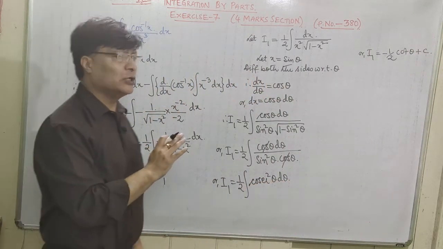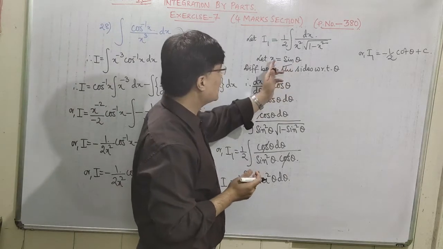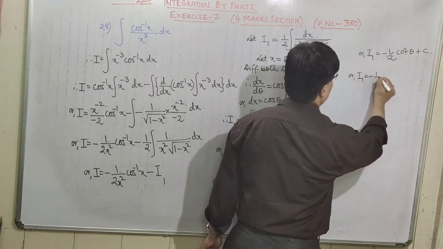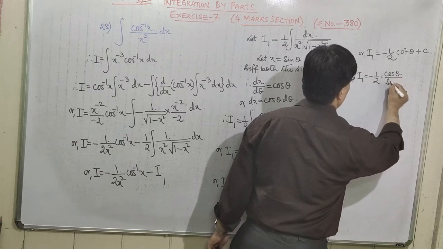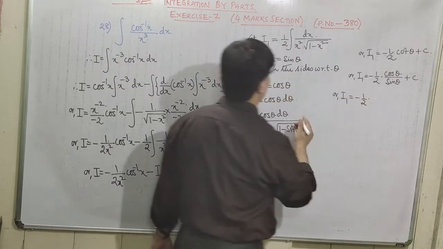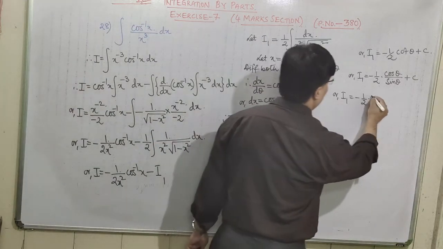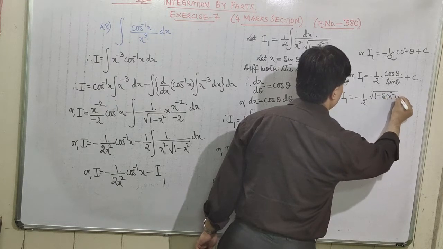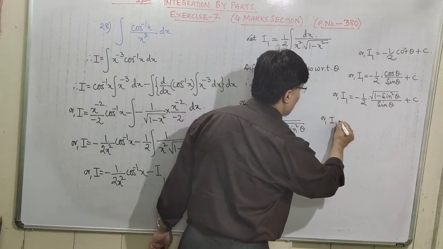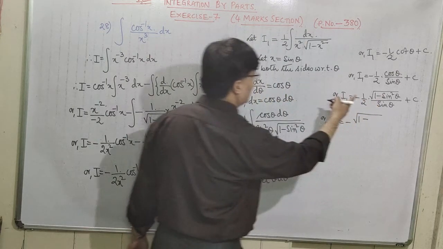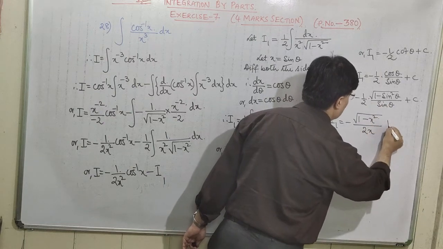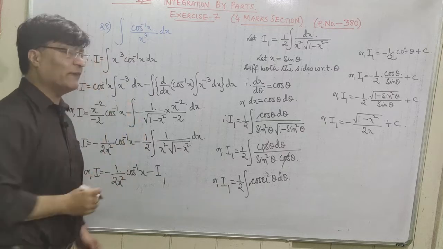Is that clear? But you should write down the value for I1 in terms of x. We know that sine theta is equal to x. So cot theta can be written in terms of sine theta. I1 is equal to minus half, cot theta is cos theta divided by sine theta, plus c. Let us convert this cos theta in terms of sine theta: root over 1 minus sine square theta divided by sine theta, plus c. Now I1 is equal to minus root over 1 minus x square, since sine theta is equal to x, whole divided by 2x, plus c.